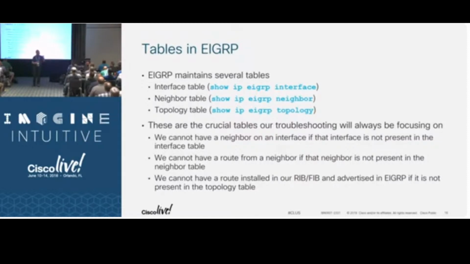If you don't have an interface to a neighbor, you cannot have a neighborship with him. If I do have an interface to a neighbor, but I don't see that neighbor in my neighbor table, I cannot learn routes from him. And even if I have a neighbor, but I don't see a route from him in the topology table, I cannot install it in the routing table because I don't know it even exists. So these are your friends, and these will be very helpful to look at.